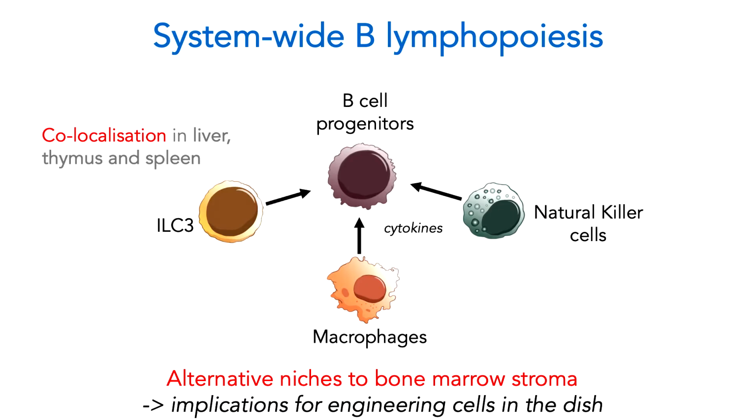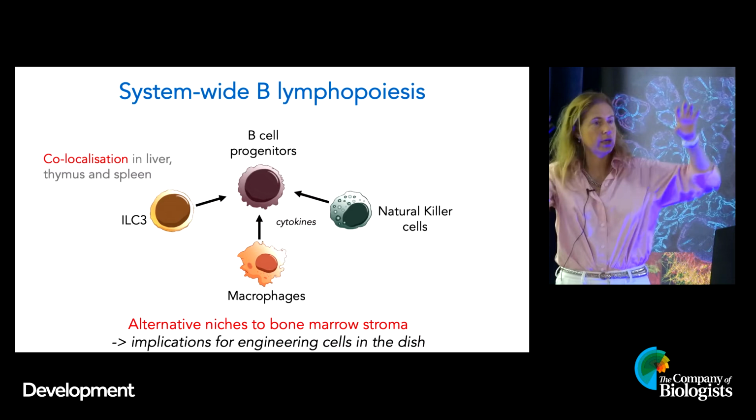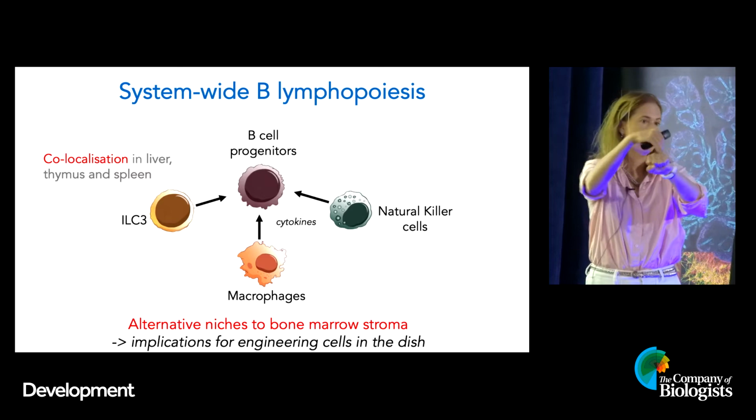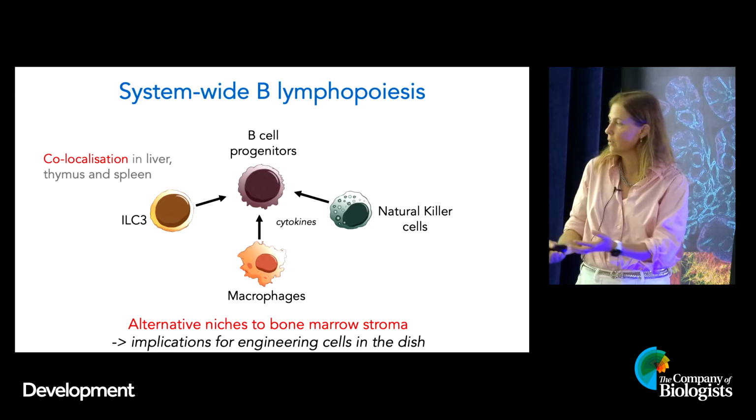And so you think, so what's the point of this strange thing happening in the human fetus, in a few tissues, in a particular window of developmental time? Well, what I can say is that it allows us to narrow down the signals that are needed to make that developmental process happen. In the bone marrow, it's a particular niche that these cells are seeing. But when we take all these different tissues, we can look for common signals that the progenitors are seeing from their surrounding cells. In particular, there are specific cytokines coming from NK cells, macrophages and ILC3s that we think are giving those progenitors an alternative niche to the bone marrow stroma.